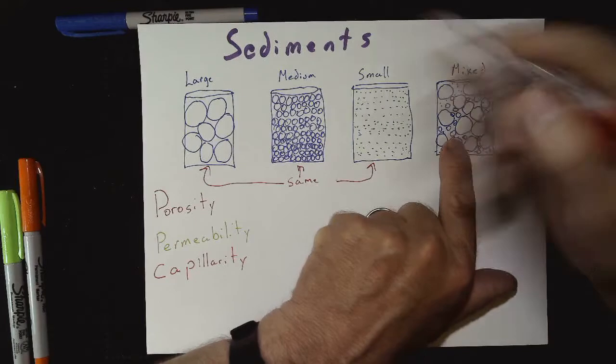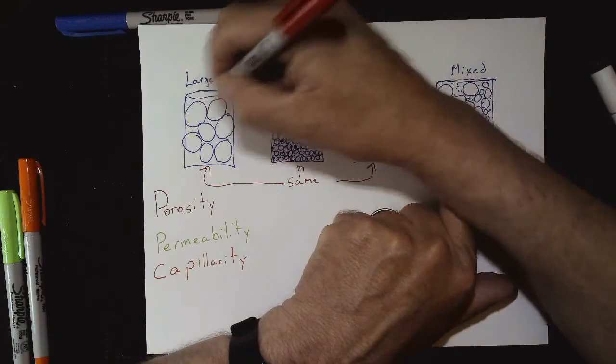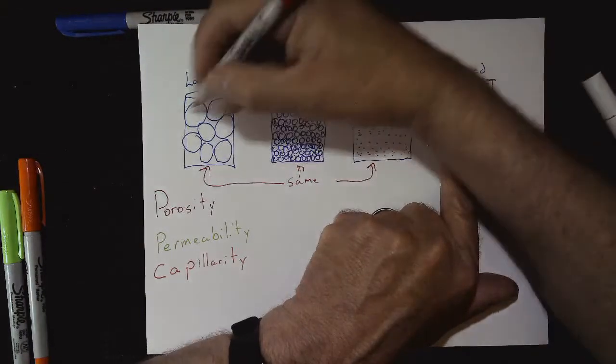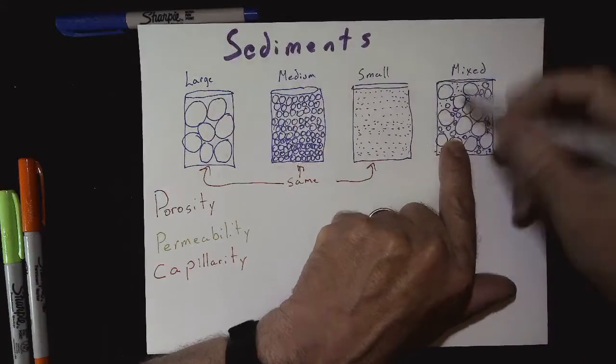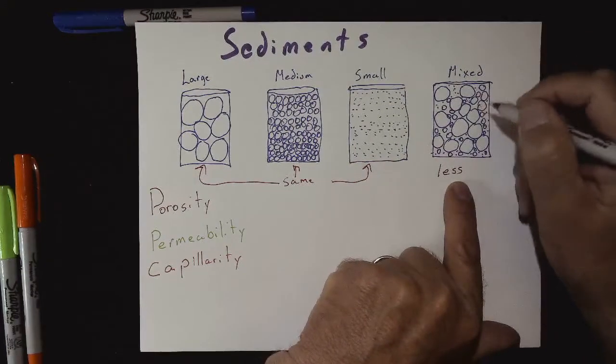Why? Well, think about it. It's sort of like this, but now you filled in all these pore spaces with the various mixed sizes. So there's much less pore spaces when you have it mixed.